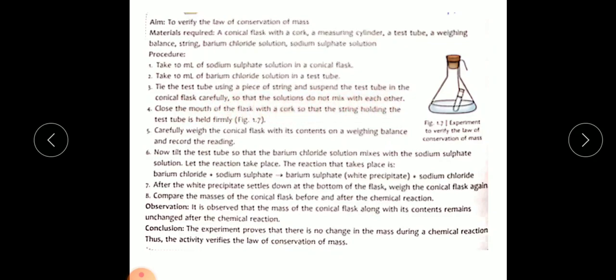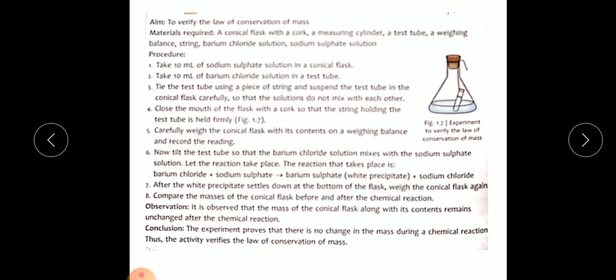So you need to tie the test tube and put it in the conical flask in such a way that the contents of the test tube do not fall into the flask. Close the mouth of the flask with a cork so that the string holding the test tube is held firmly. Carefully weigh the conical flask with its contents on the weighing balance and note down the reading.